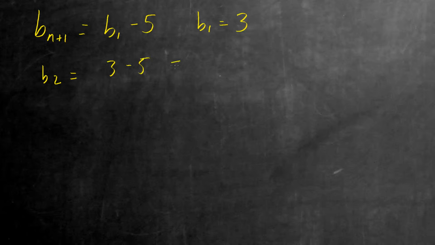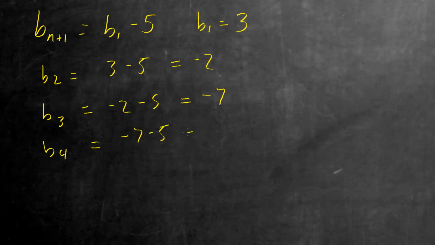B(n plus 1), the next term, is equal to the term before it minus 5, where our first one is 3. So B2 is 3 minus 5, which is negative 2. B3 is negative 2 minus 5, which is negative 7. B4, negative 7 minus 5, which is negative 12. B5 equals negative 12 minus 5, which is negative 17.